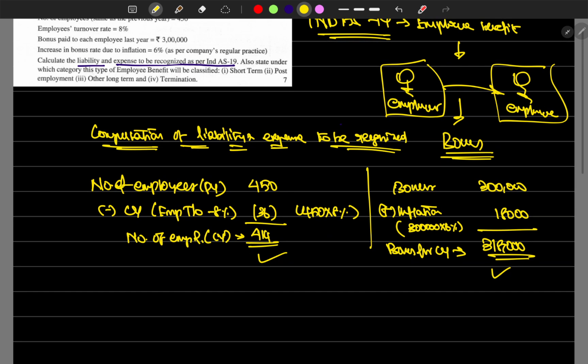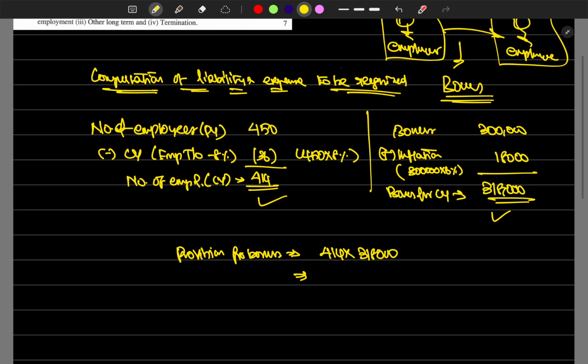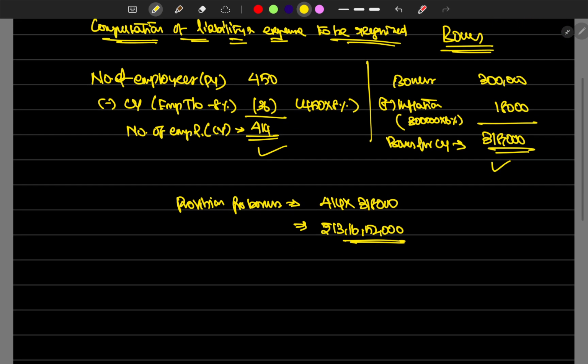To find out the provision for bonus, we need to calculate the total provision. How much provision does the company have to create for 414 employees? That is 3,18,000 rupees per employee, so 414 into 3,18,000 is 13 crore 16 lakh 52,000. That is the provision the company has to create for the current year. So what's the entry?